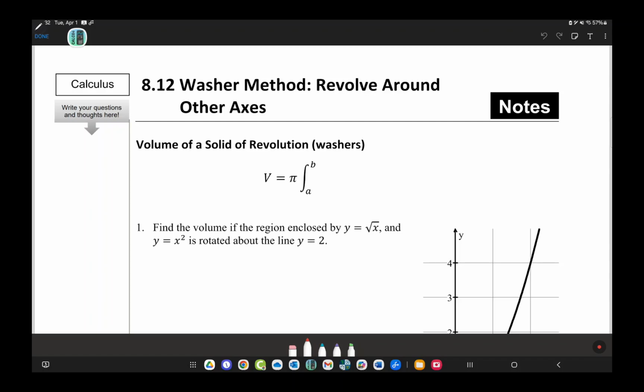So we have our last lesson today, 8.12, washer method, revolving around the other axis. Don't forget, for the washer method, our formula is pi times the integral from a to b.